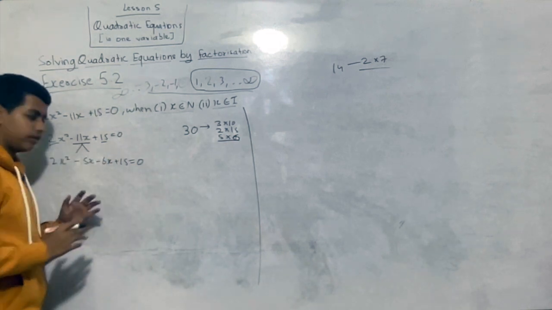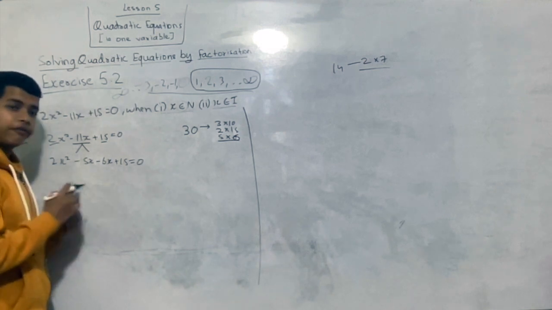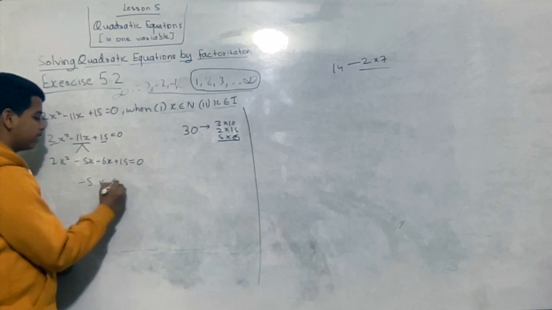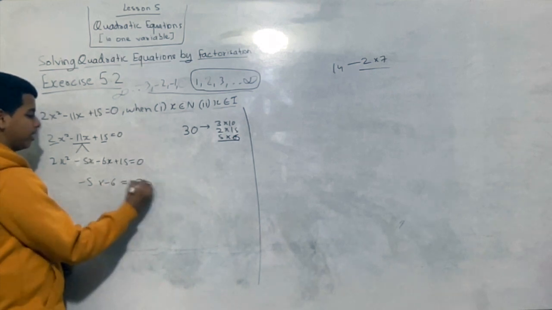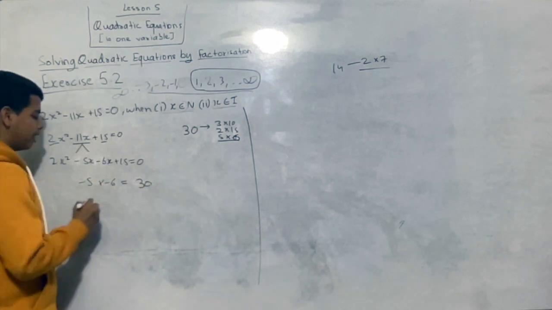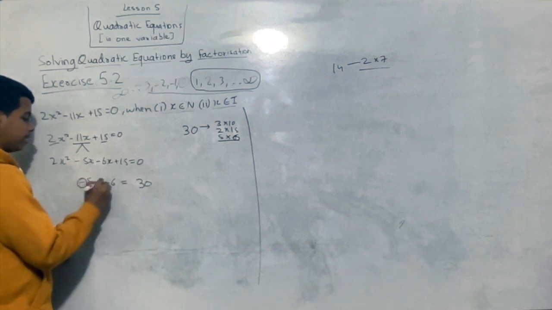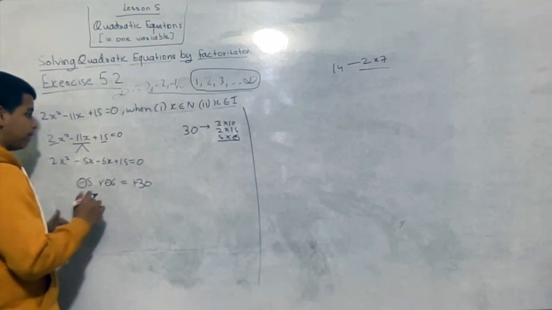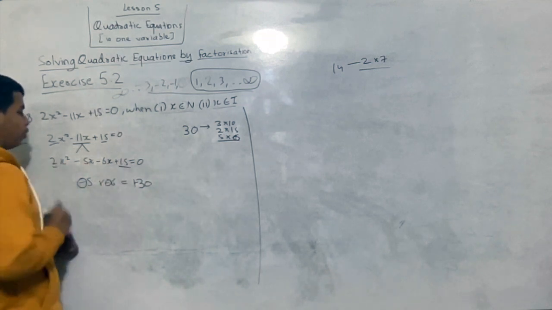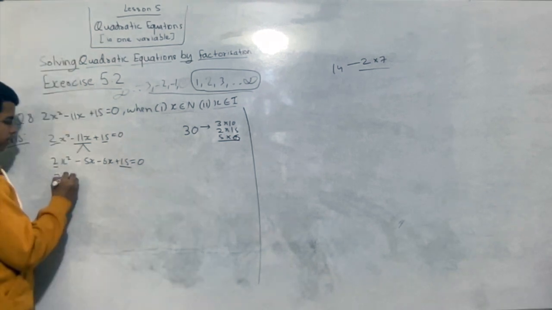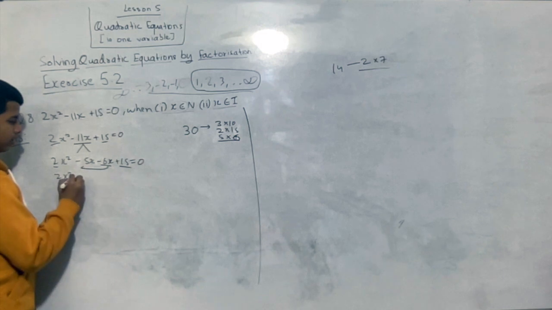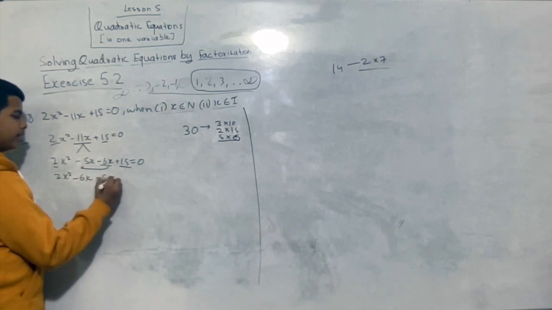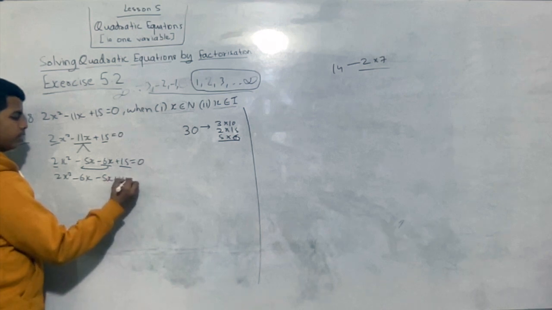Now you will ask whether this will affect the multiplication. No, because minus 5 into minus 6 is equal to plus 30. Why? Because in multiplication, minus and minus cancel and it becomes plus. So it will not affect our multiplication of 15 into 2, which is 30. So 2x square, minus 6x minus 5x plus 15 is equal to 0.